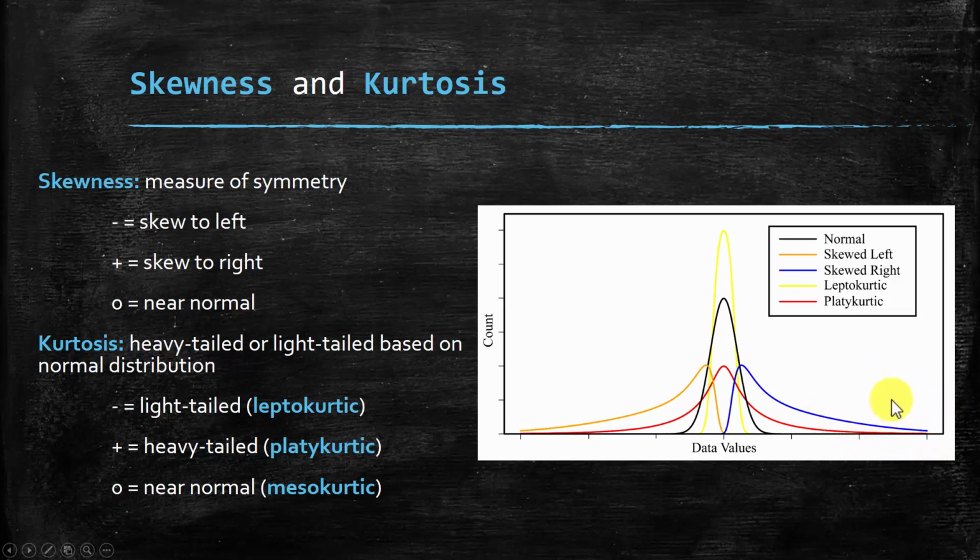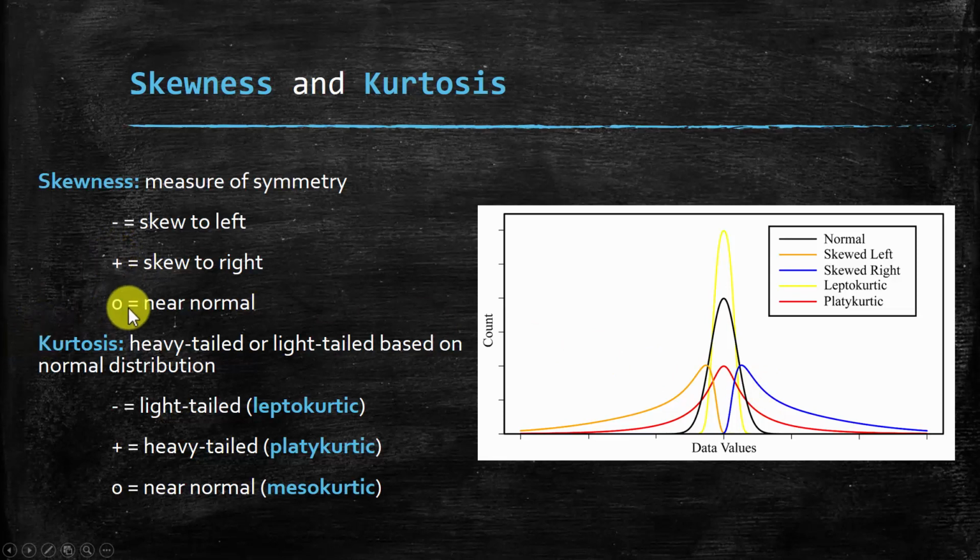So that's skewness. There's actually a statistical measure for that called skewness, and here's roughly how you interpret it. If it's negative, that would suggest skew to the left. So this orange line would yield a negative skewness value. If it's positive, that indicates that it is skewed to the right, so again, this blue trend. And if it's near zero, that would indicate that it's close to normal, or there's no skewness issues.